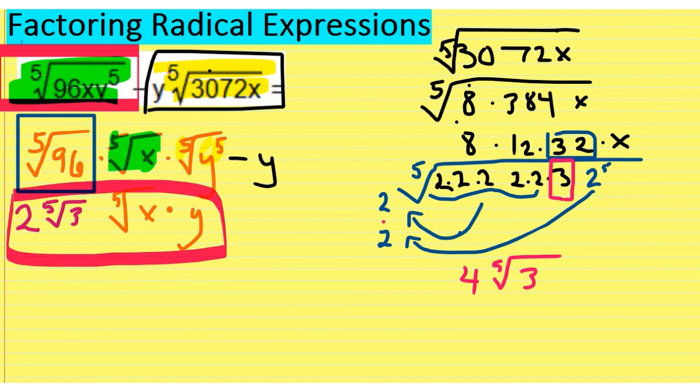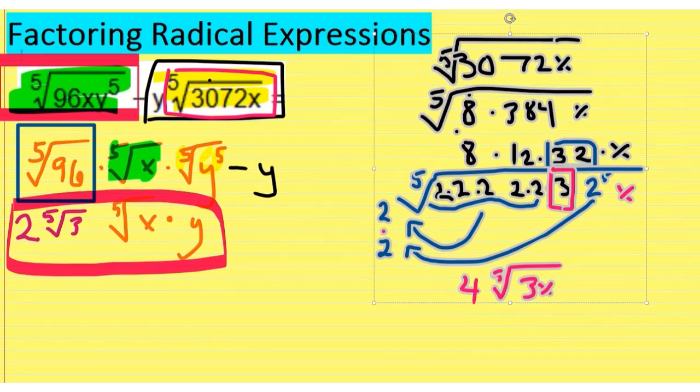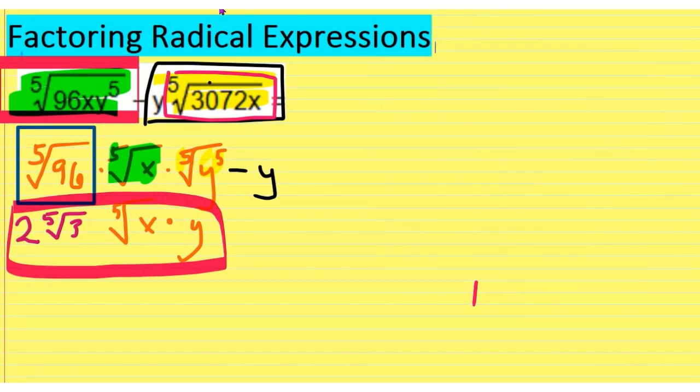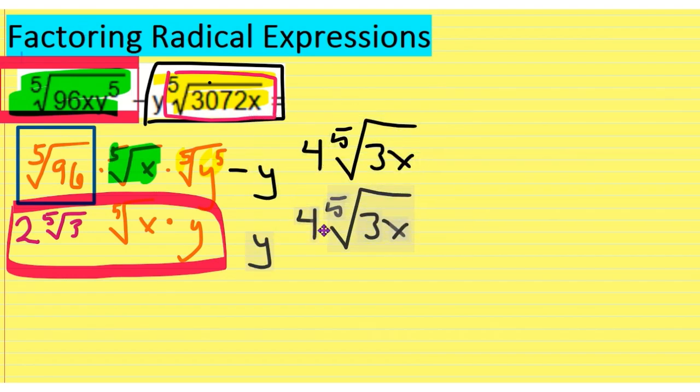So that means the fifth root of 3072x is going to be equal to 4 times the fifth root of 3x. Can't forget that x that was there. Okay? So now let's go ahead and erase our scratch area. So we're going to go ahead and have y is equal to 4 times the fifth root of 3x. Okay, let's go ahead and bring all that down.